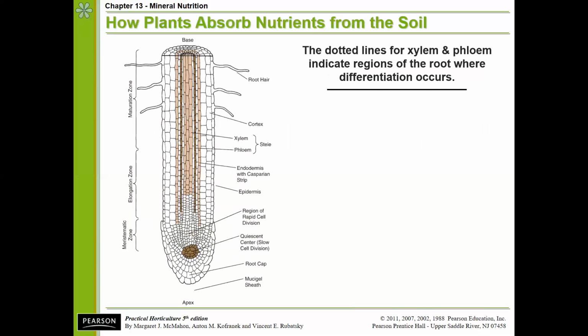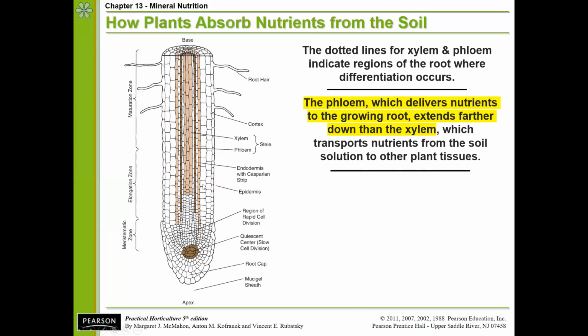So here's just a cross-section of a root, and we can see down here the meristematic zone. We've got this region where there's rapid cell division and differentiation. We've got the elongation zone. This is the root cap right here. The elongation zone is right behind that meristematic zone, and then the maturation zone is actually where most of these nutrients are taken up through the root hairs rather than through the root tips.